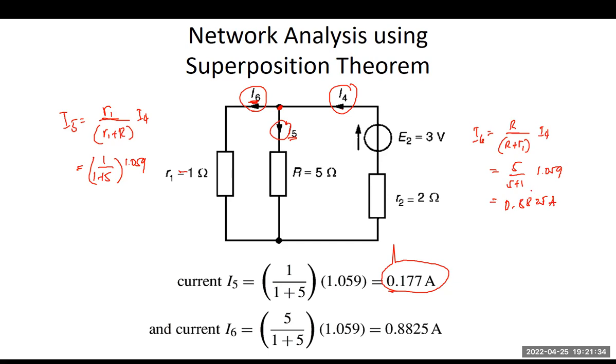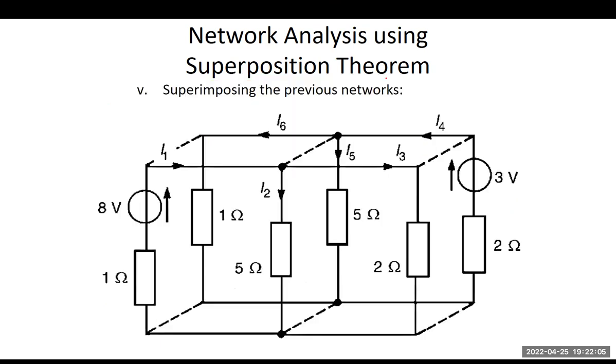Now, those are the currents that we have determined using E sub 2. But remember, the original circuit has E sub 1 here, or another voltage source here. So what are we going to do with this? By the name that it implies, superposition theorem, we're going to superimpose the previous network. So what do you mean by superimpose?